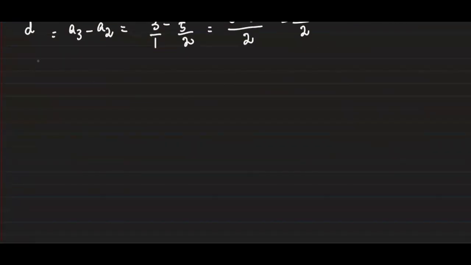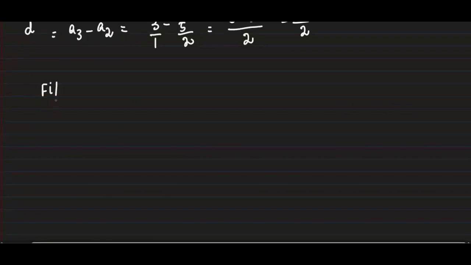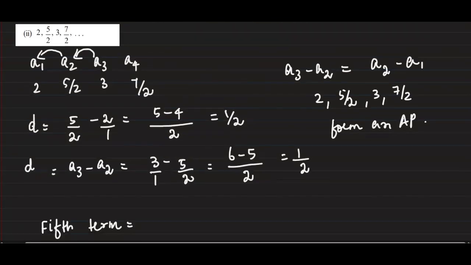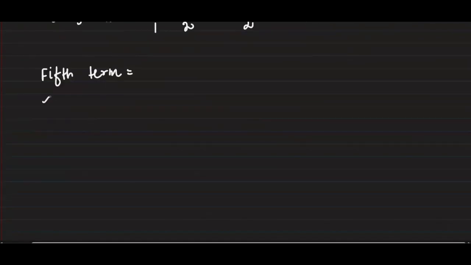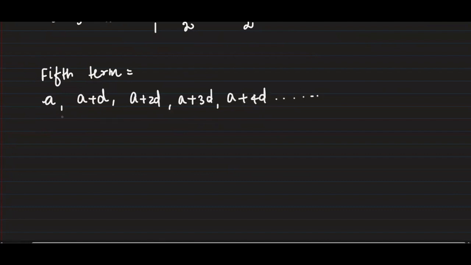Now, how do I find them? For this one, we will use the general form. The general form of an AP will be A, which is the first term, then A plus D, A plus 2D, A plus 3D, A plus 4D, and so on. So A is the first term, then second term, third term, fourth term, fifth term, and so on. So A plus 4D will be the fifth term.